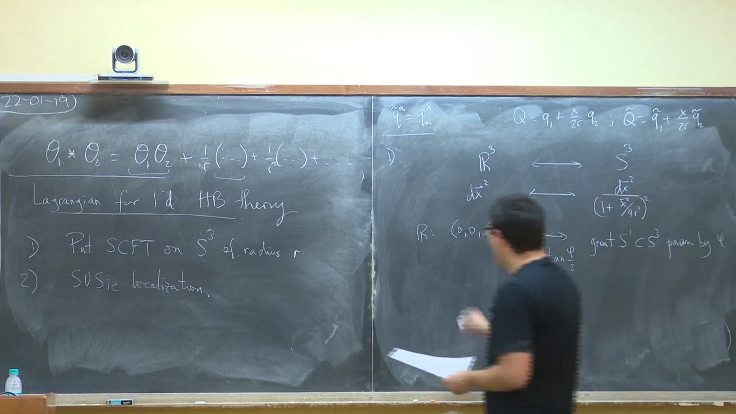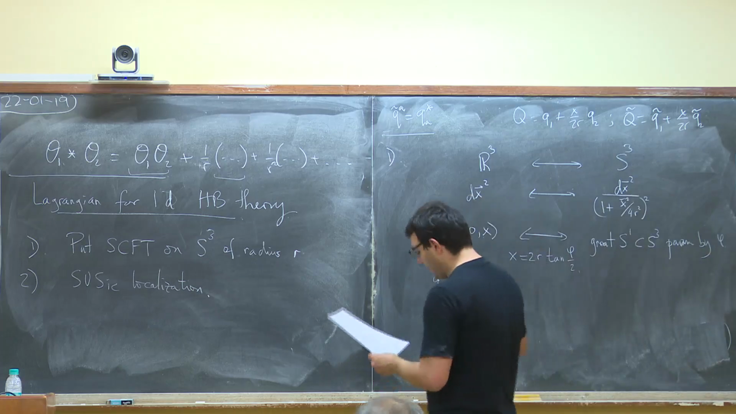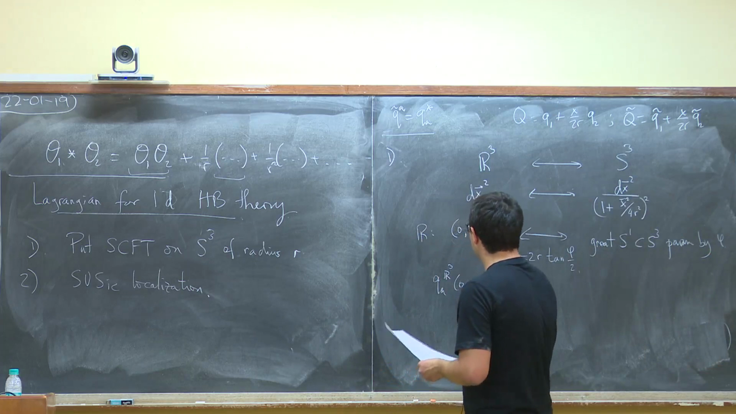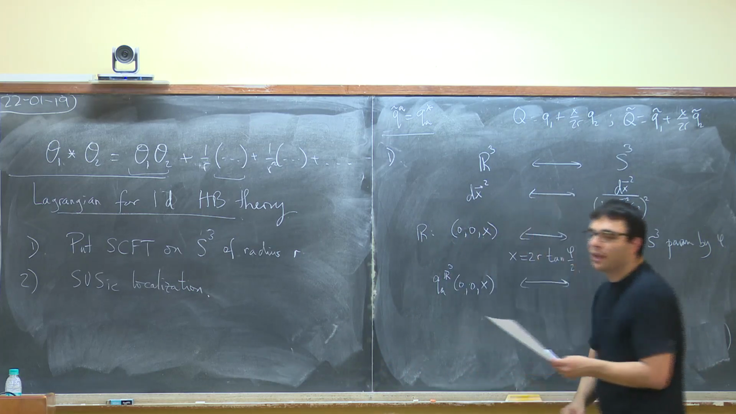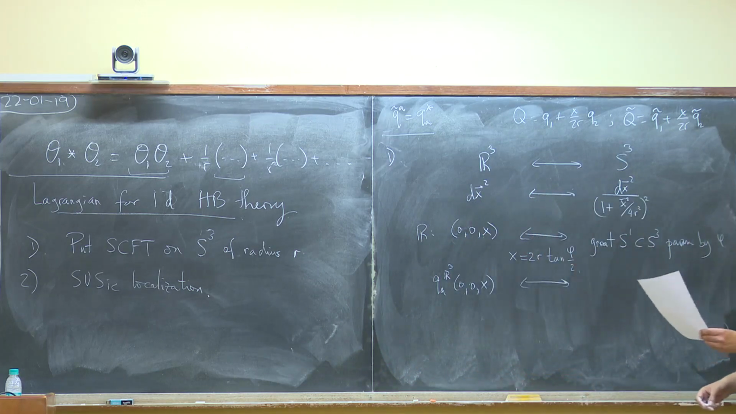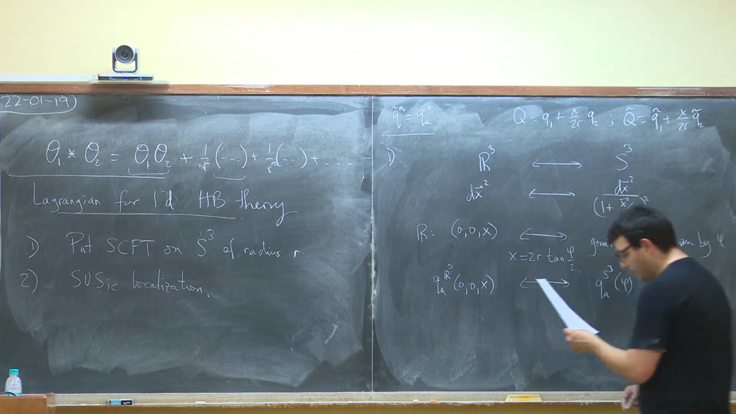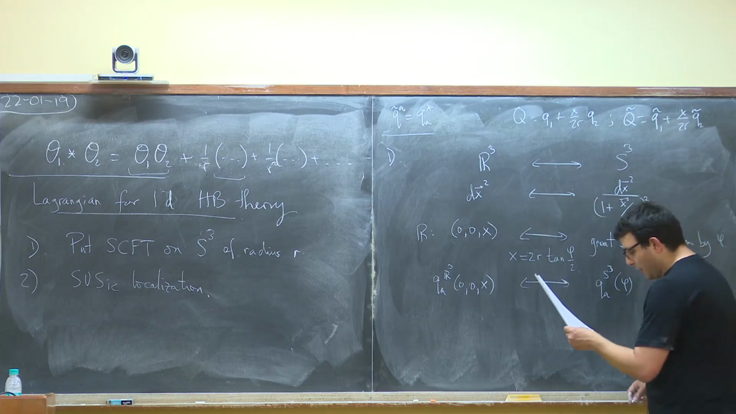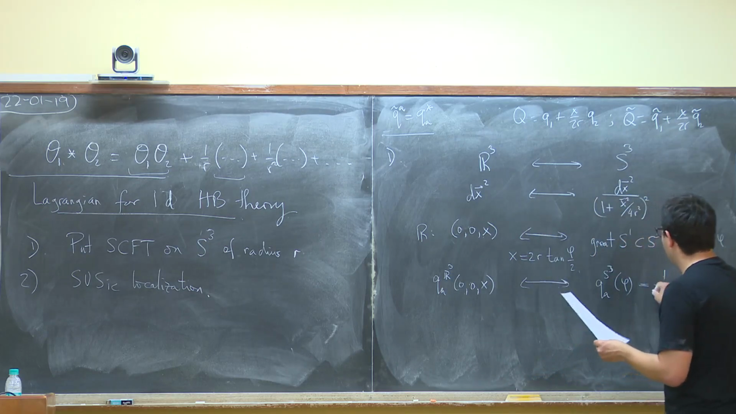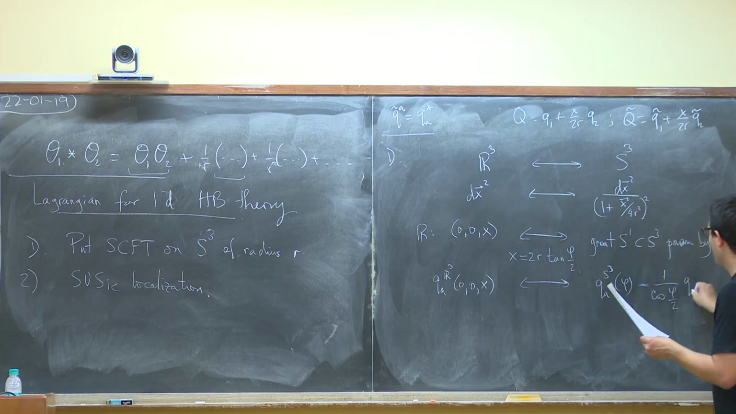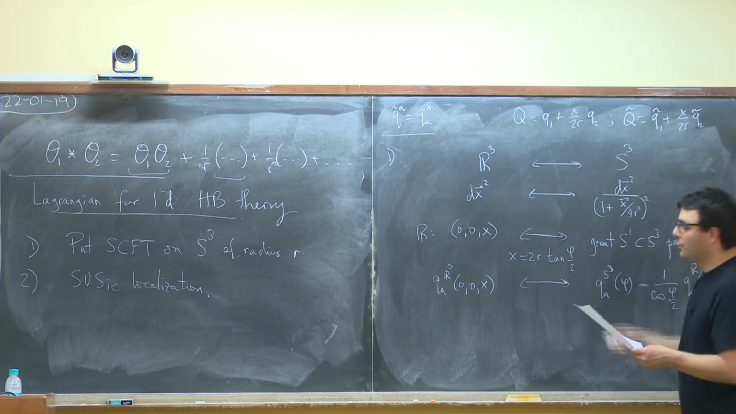Now, the operators QA in flat space, say when they're at 0, 0, x, are not quite the same as the operators on the sphere. There's a conformal factor. So the operator on the sphere, inserted at some phi, would be 1 over cosine phi over 2 times QA in flat space at the corresponding value of x given by this formula.